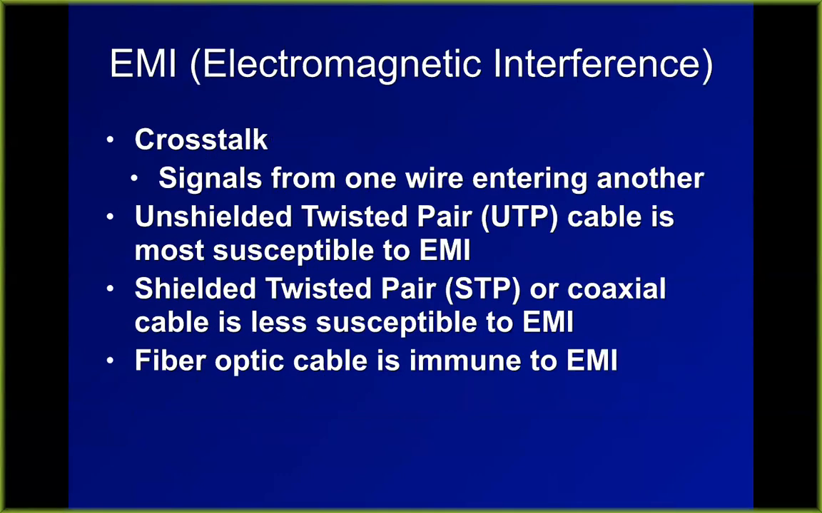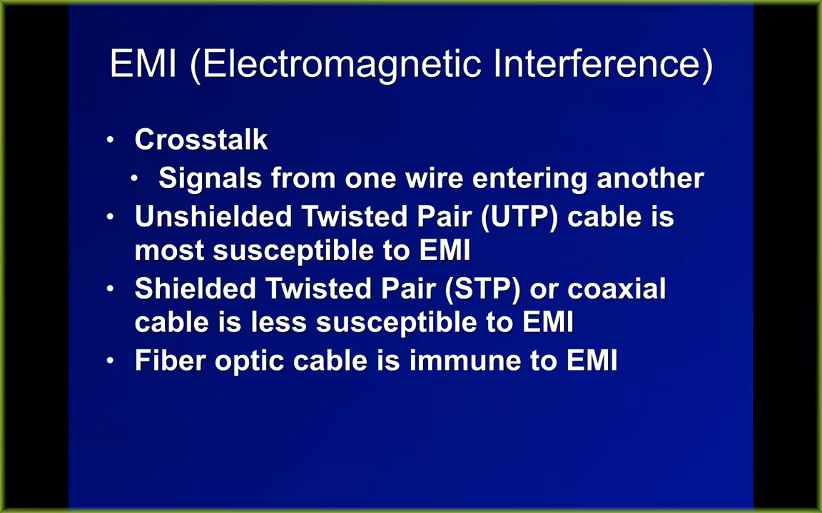Another issue is electromagnetic interference. If you are using cables like Ethernet cable, you have wires going through there that are sending different signals, and crosstalk is when the signal from one wire enters another. To prevent this, Ethernet cables have twisted pair, where each pair of wires is twisted a different number of turns per inch. So on average, the crosstalk will cancel out, but there is still a crosstalk problem at the end of the wire. And unshielded twisted pair is also susceptible to electromagnetic interference from the outside, from things like fluorescent lights.